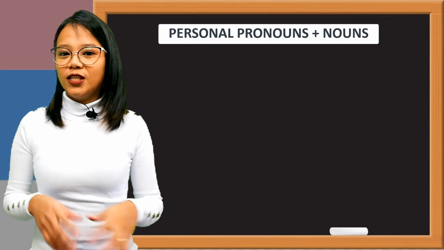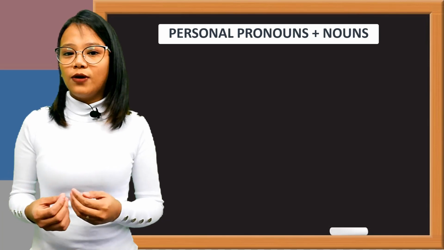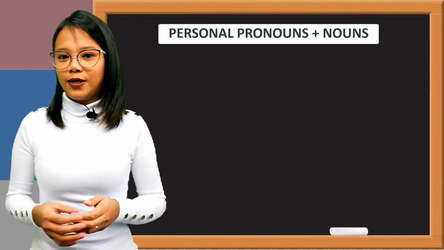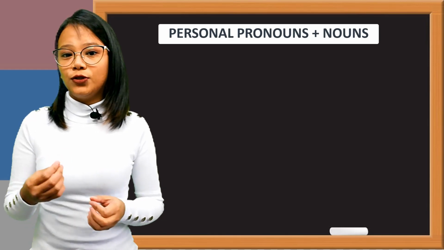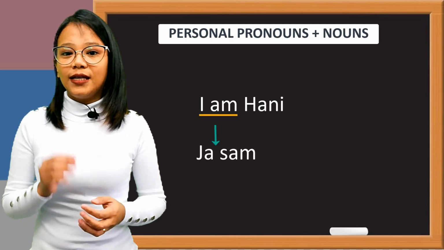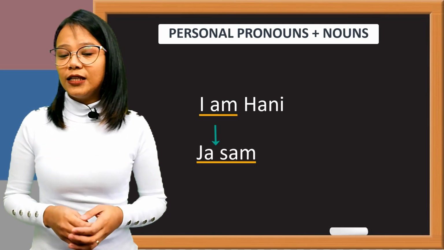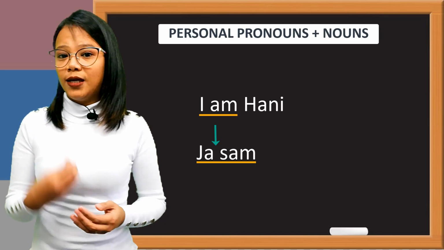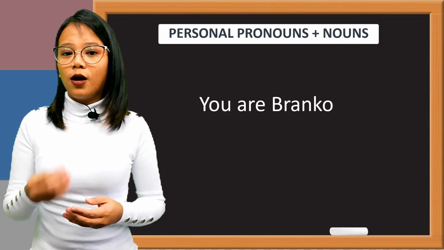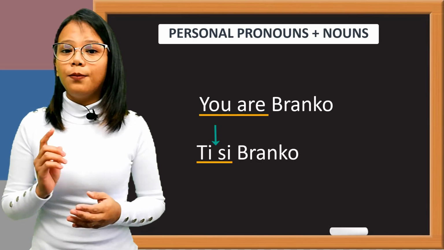Let's add nouns together with these personal pronouns. You already know how to say the personal pronouns together with the auxiliary verbs in Serbian. So you can use this in introducing yourself. For example, I am Hani. I am is ja sam. Then you just need to add your name. In my case, Hani. Ja sam Hani. Or you are Branko. Ti si Branko.